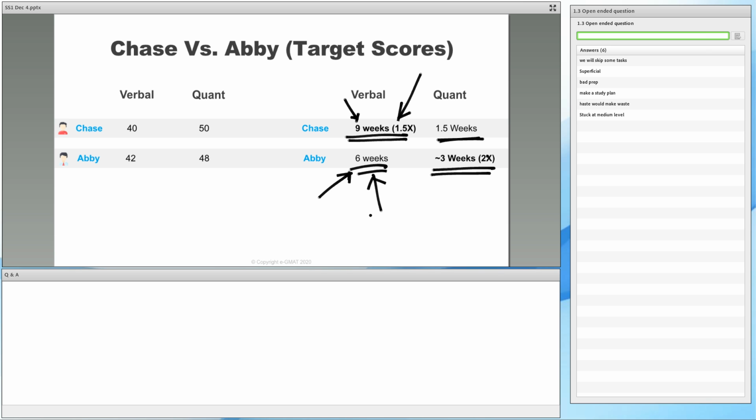It'll lead to bad prep. You will not hit that 750 score, or 740 score, and pretty much those 6 weeks that you put in, most of that time will be wasted. You would not get the benefit of it.